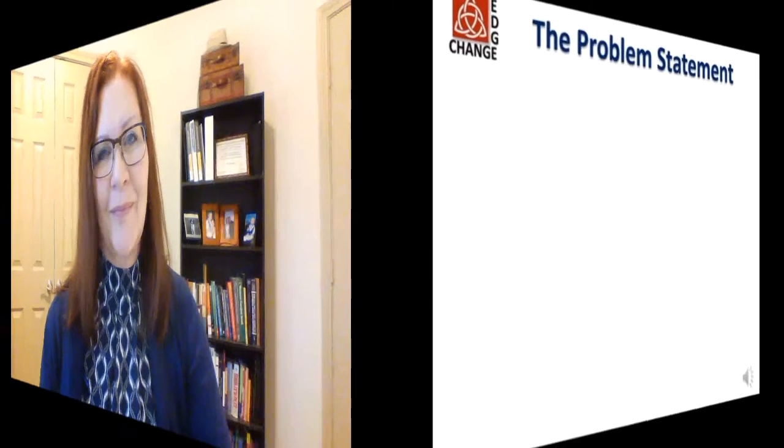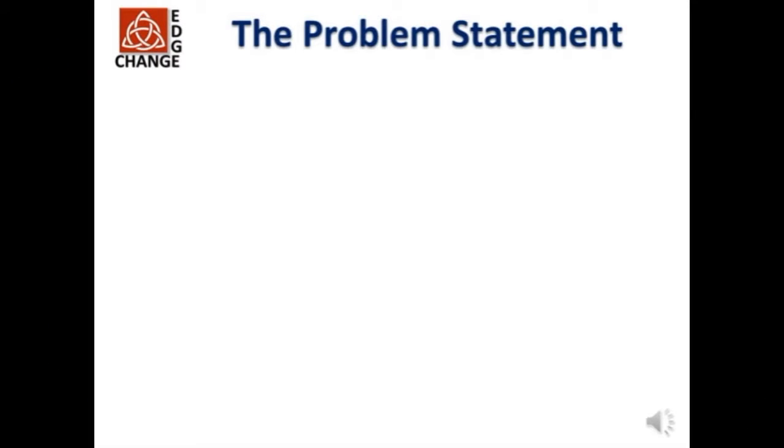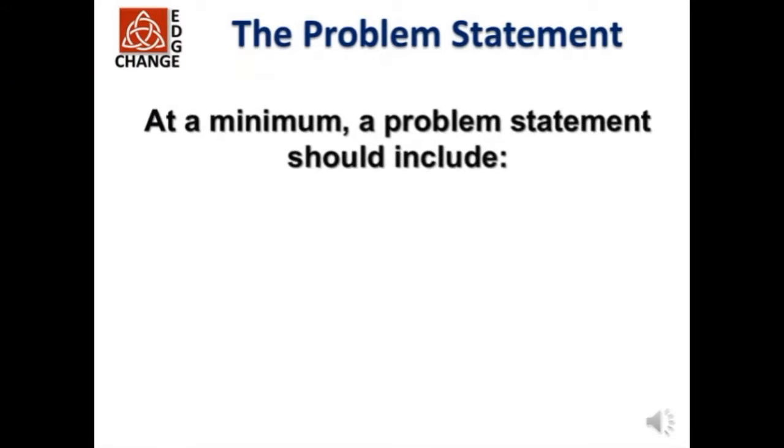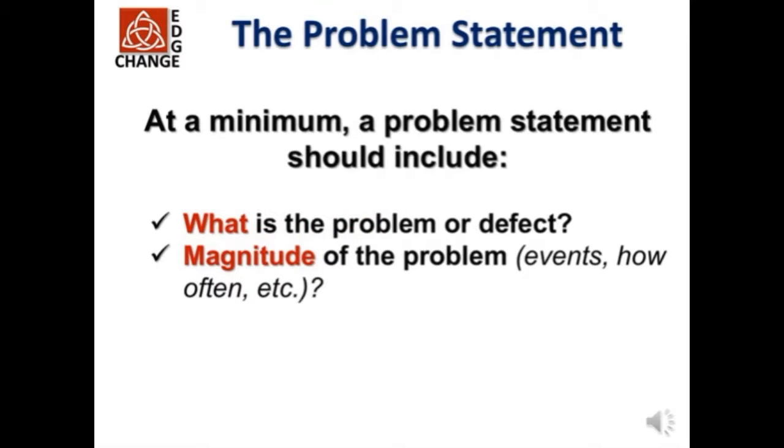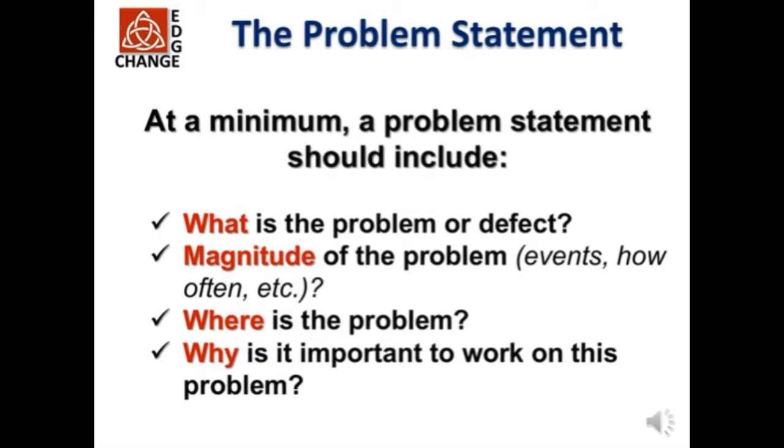Here's a great video to help you understand more about developing a problem statement for marketing research, presented by ChangeEdge. A good problem statement should include key elements. At a minimum, a problem statement should include what is the problem or defect, the magnitude of the problem, where is the problem occurring, and finally, why is it important to work on this problem?